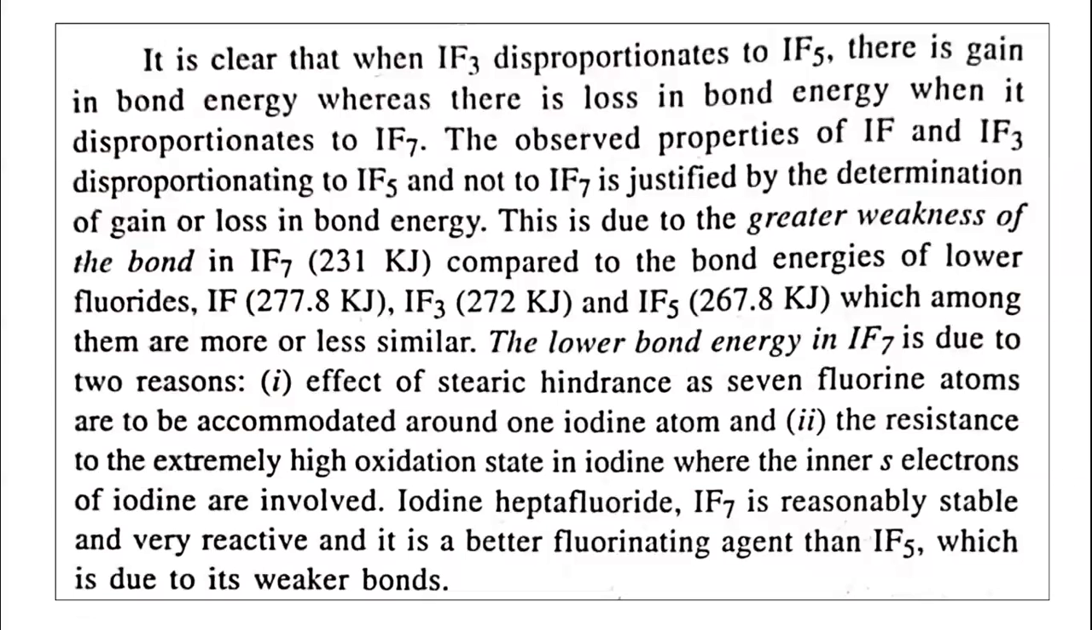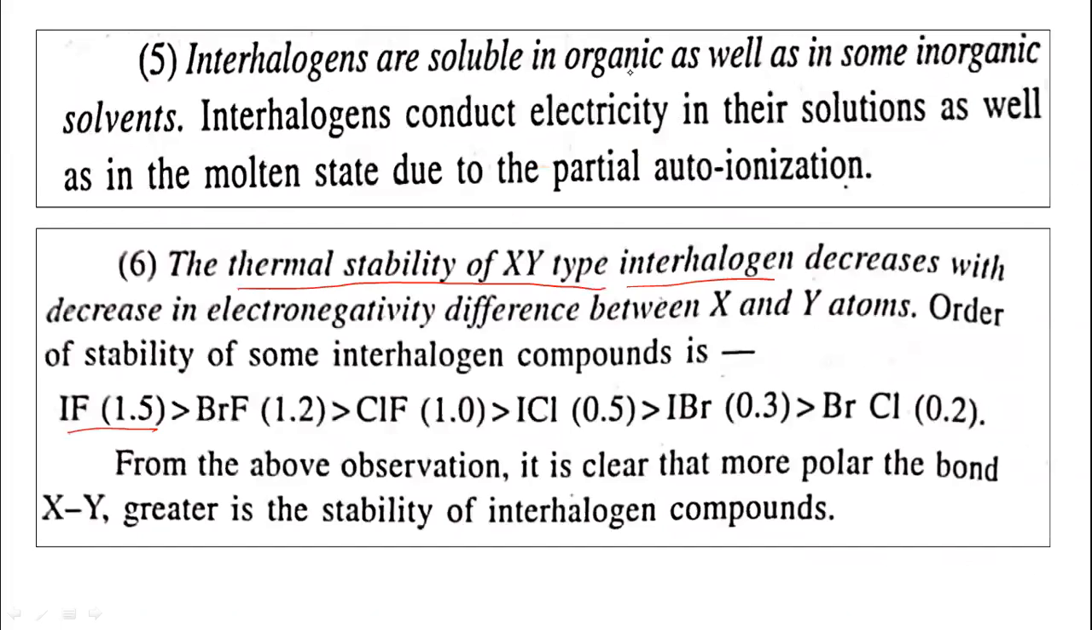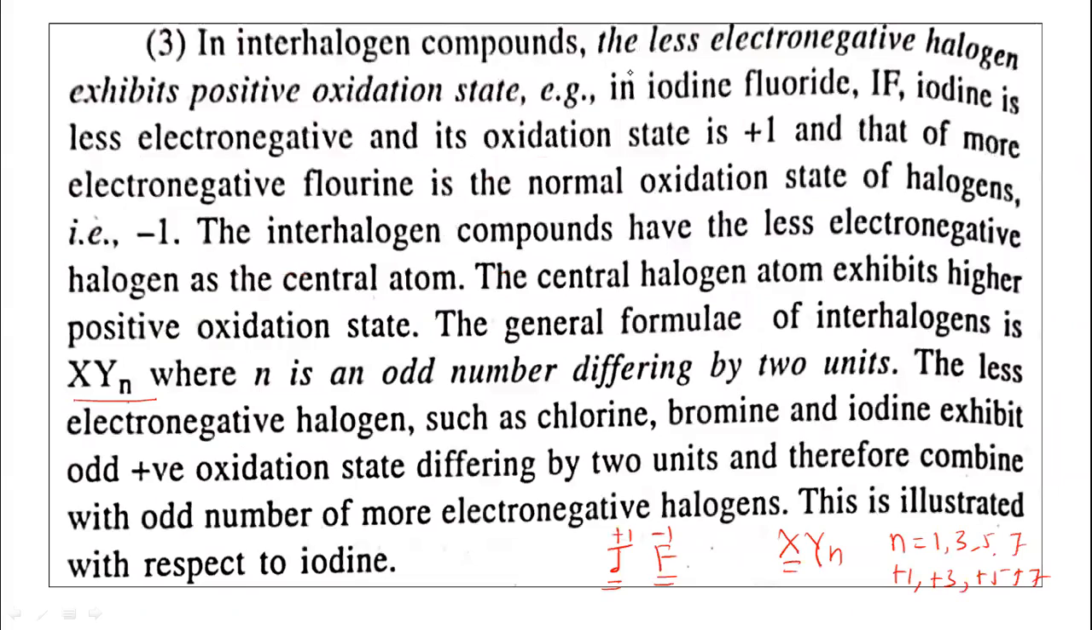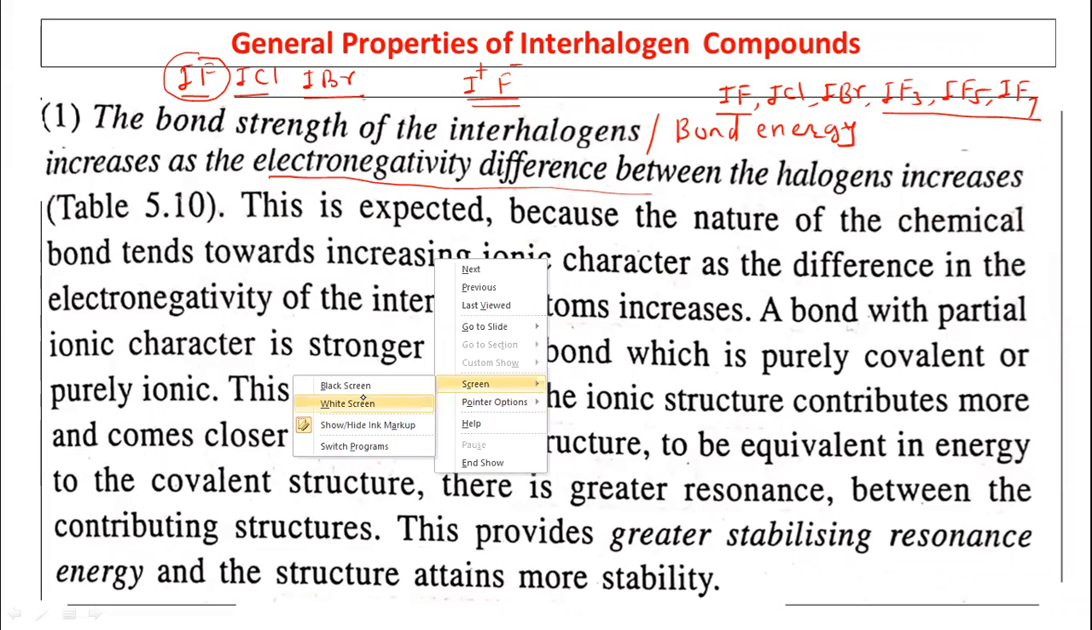Disproportionation of interhalogen compounds. So in this lecture, we have discussed the general properties of the interhalogen compounds. Once again, I would like to revise these general properties one by one. So the first general property we have discussed is the bond strength of the interhalogen compounds. The bond strength of interhalogens increases as the electronegativity difference between the halogens increases. To understand this, we can take the example of these interhalogen compounds. Let us see here.